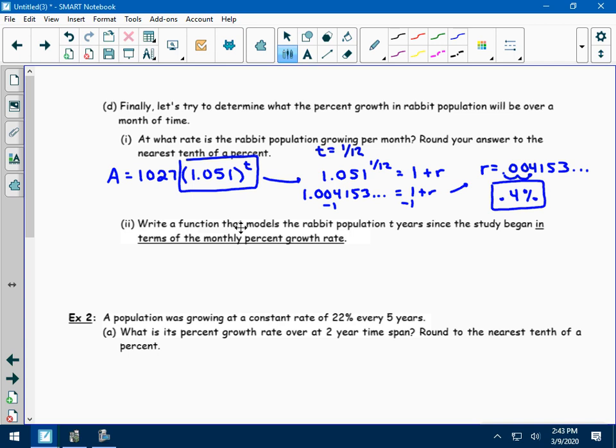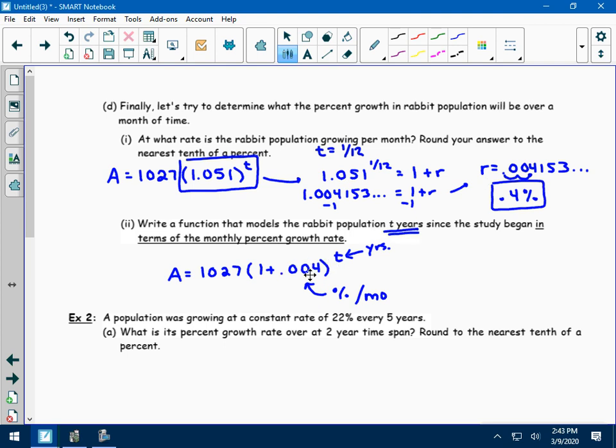Then part 2, write a function that models the rabbit population T years since the study began in terms of a monthly percent growth rate. So I found my rate, step 1, now write the equation. What's the initial amount? Never changes. We're going to use this rate, 0.4%, so 1 plus 0.004 raised to the t. Then be careful, this is the percent per month. What's t supposed to be in? Read the directions, years. So what do you think I need to put with the t?